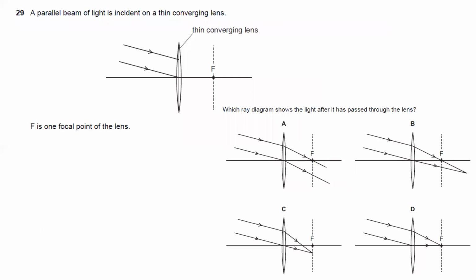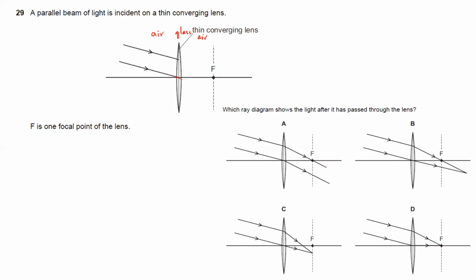So next question. In question number 29, it says a parallel beam of light is incident on a thin converging lens. F is the focal point of the lens. Which ray shows the diagram? So let's try to make it. So this is air, this is glass, this is again air. Lighter medium to denser medium, towards the normal, it bends a little bit.